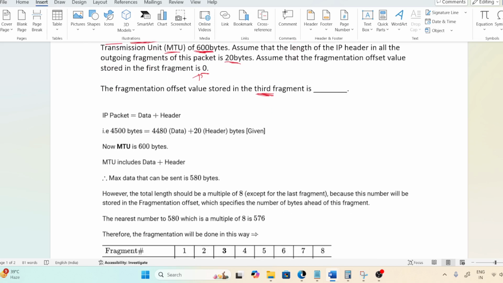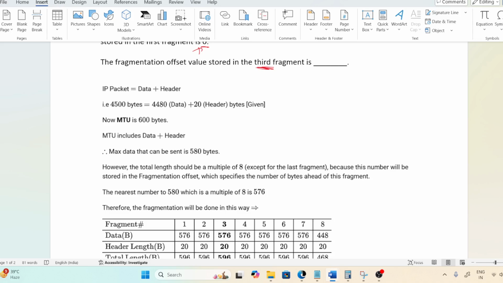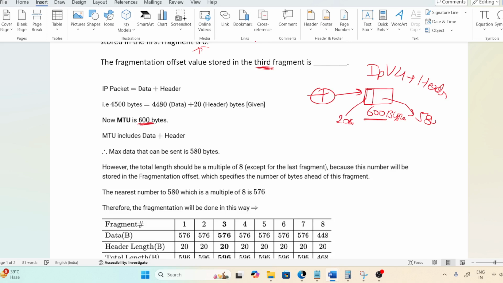Now, as per the question, our MTU is 600 byte. So this router is going to transmit a packet having a length of 600 byte maximum. Maximum it can send 600 byte. Now we know that every IP packet of IPv4 has a header. So again we are going to have a header here, and again a header here. Header of 20 byte. It means the remaining part is how much? 580 byte.